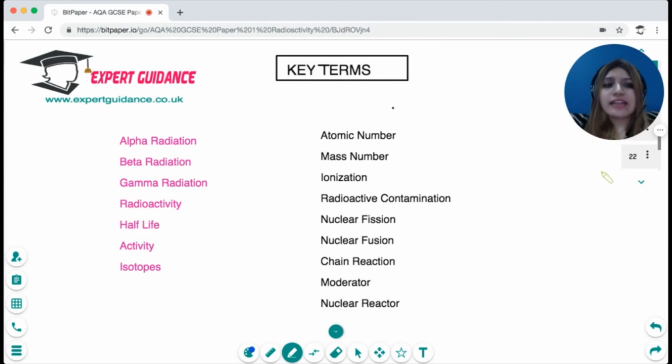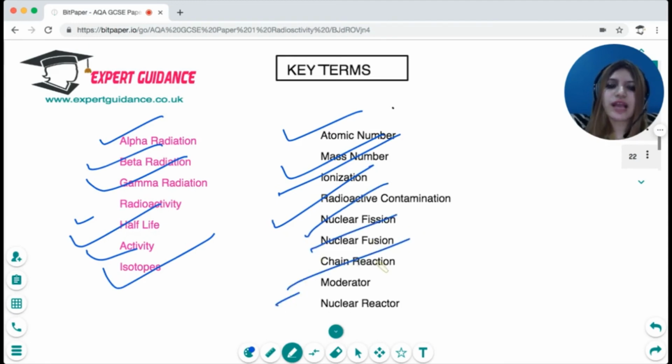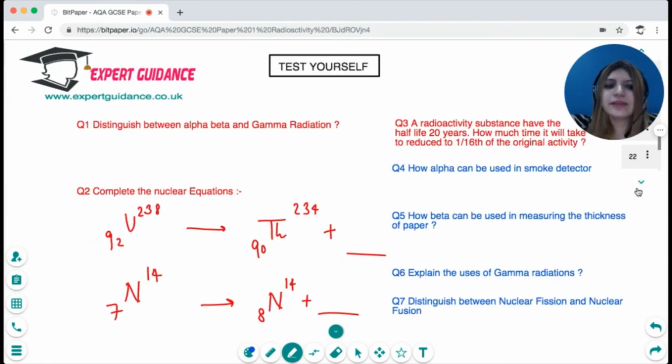Now let us look at the key terms. You can pause the video, have a go over these key terms, and now you should be able to define alpha radiation, beta, gamma, radioactivity, half-life, activity, isotopes, atomic number, mass number, ionization, radioactive contamination, nuclear fission, fusion, chain reaction, moderator, and the nuclear reactor.